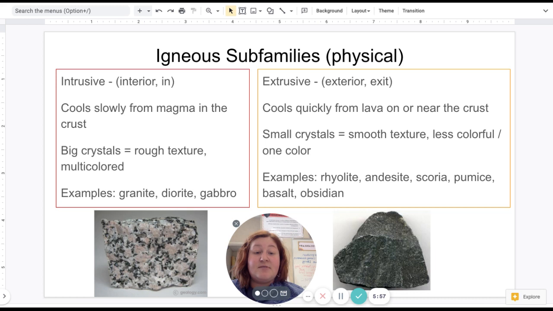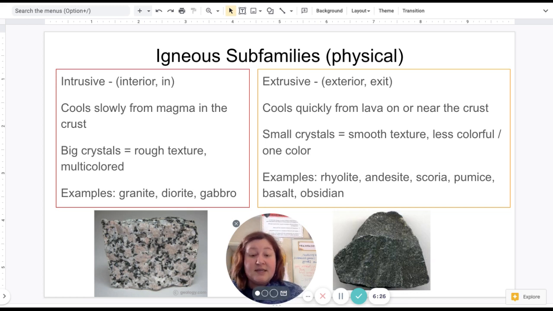Some examples of this, there's quite a few. One that I like to talk about is obsidian, because I think that one's a really interesting rock, and some of you are familiar with what that looks like. Others are basalt, pumice, rhyolite. But when we're looking at extrusive igneous rocks, we really notice that, first of all, they're one color all the way through, and they're pretty smooth texture and really small crystals. So these are the two subcategories.